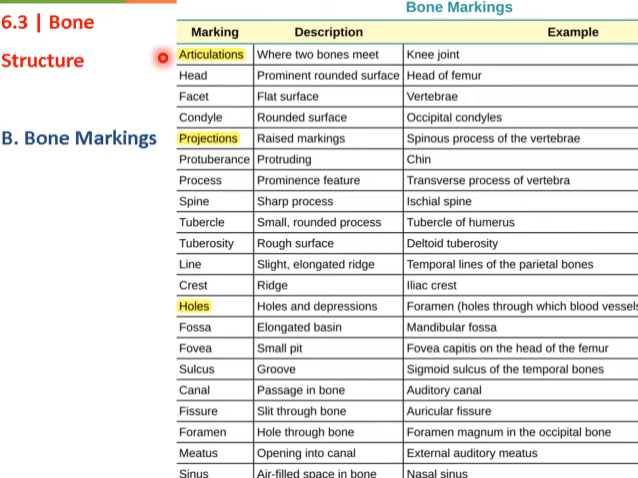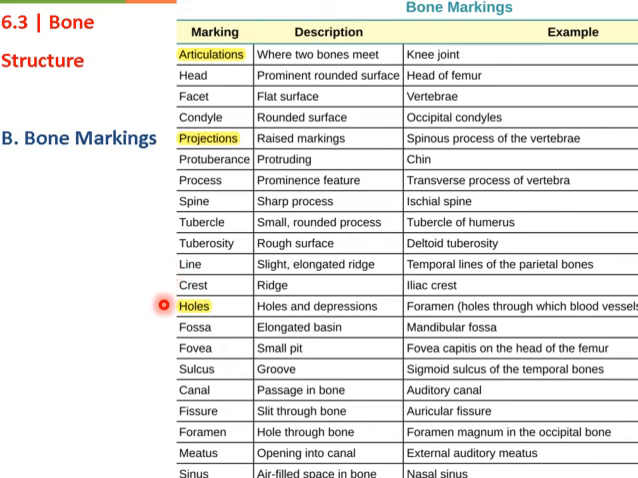Under this category, we could find three terms: head, which is a rounded surface; facet, a flat surface; condyle, a rounded and smooth surface. Now, a projection is an area of a bone that projects above the surface of the bone. These are the attachment points for tendons and ligaments. And here we could find several terms: protuberance, which means protruding; process, a prominent feature; spine, a sharp process; tubercle, a more rounded process; tuberosity, a rough surface; line, a slight elongated ridge; and crest, a ridge.